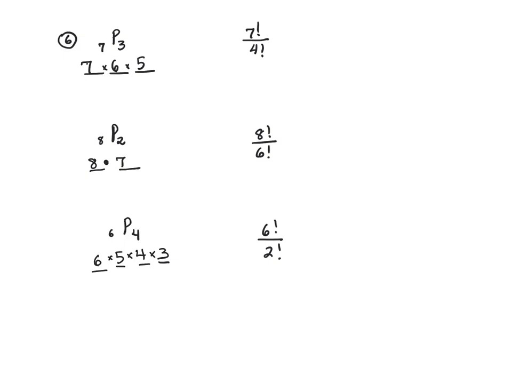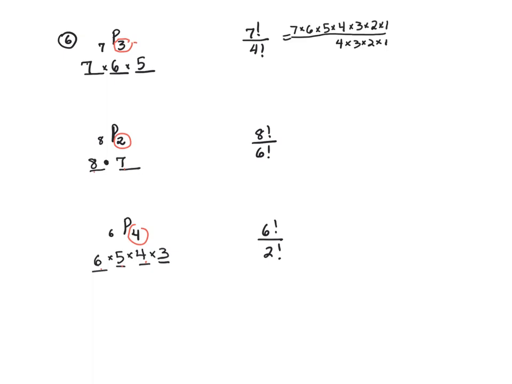Okay, so remember, with the P notation, the r, the second number after the P, tells us how many spaces we have. And the 7, the n, says count from 7 down. So the first one would be 7 times 6 times 5, that's 7P3. The second one would be 8 times 7, and 6P4 would be 6 times 5 times 4 times 3. All right, and we could easily compute those. Now, let's try the factorials.